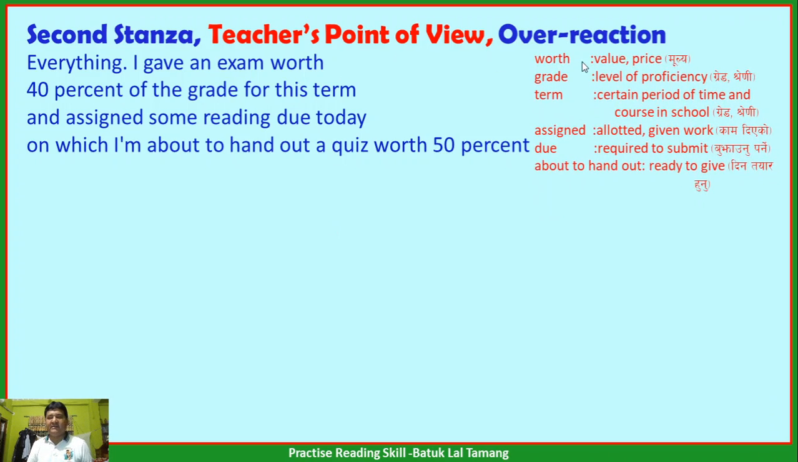Here worth means value. Value of the exam is 40%, right? Grade means of the grade for this, 40% of the grade. Grade means level of proficiency. Grading system. Term, duration of the course. Term means first duration of the course, first term. Second duration of the course, second term.